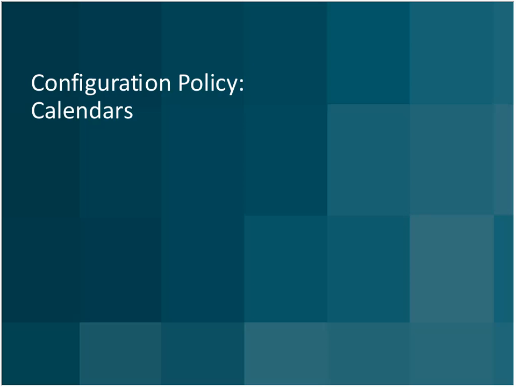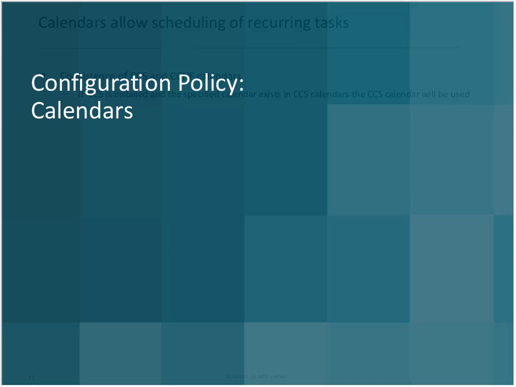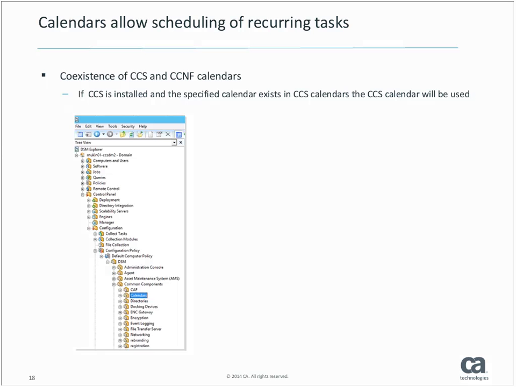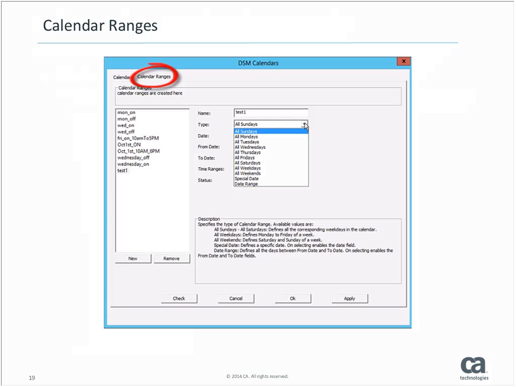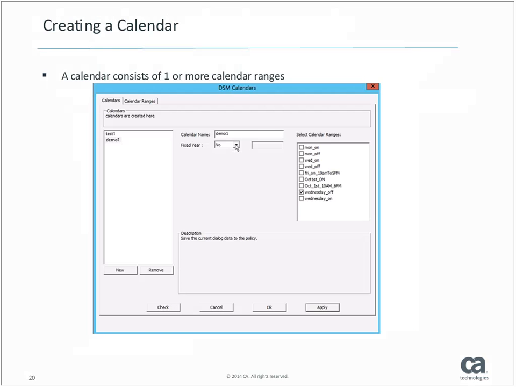We also, in this release, replaced the CCS calendars. So you're able to have your CCS calendars if you're still using those. As I said, we haven't deprecated that functionality yet, but we would like you to take advantage of the CCNF calendars that we've implemented. And you can go through your configuration and create your calendars and attach them to jobs and groups.